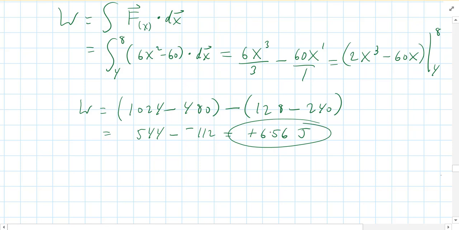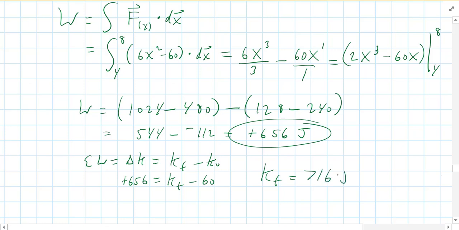So that is the net work done on the book bag by that force. Okay, that's the only force acting on the book bag along the motion. So now we know net work is change in kinetic energy, which is K final minus K naught. My change is positive 656. By the way, the bag's speeding up because it's positive. K final, I don't know. K naught was 60. So now I know my K final is 716 joules.